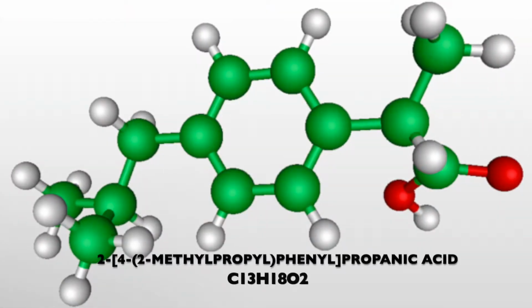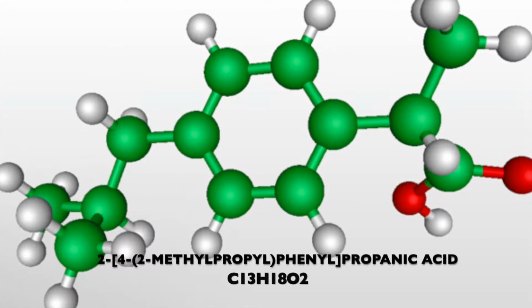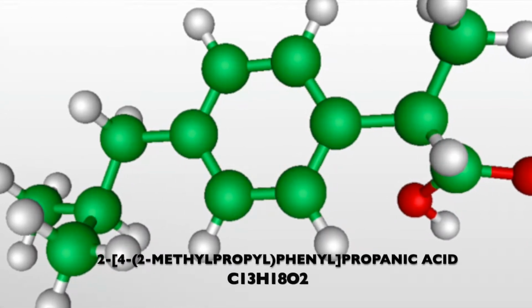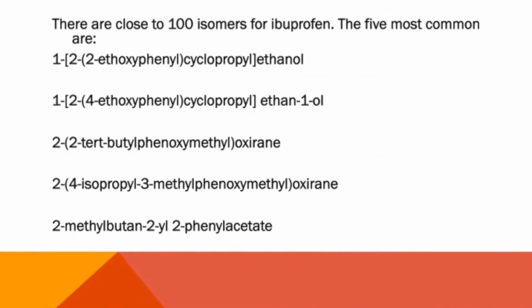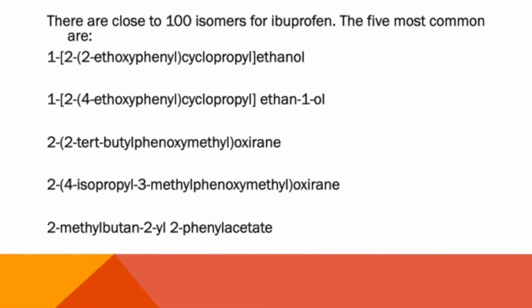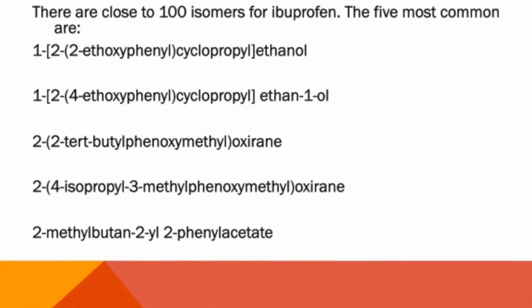The IUPAC name for ibuprofen is 2,4,2-methylpropylphenylpropanic acid, and the chemical formula is C13H18O2. The compound is optically active, and it has both R and S isomers. The S isomer is more biologically active.